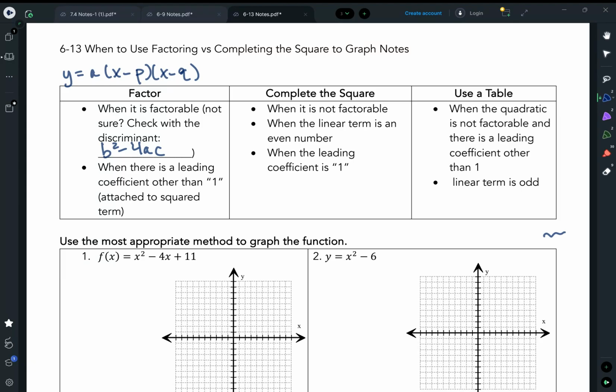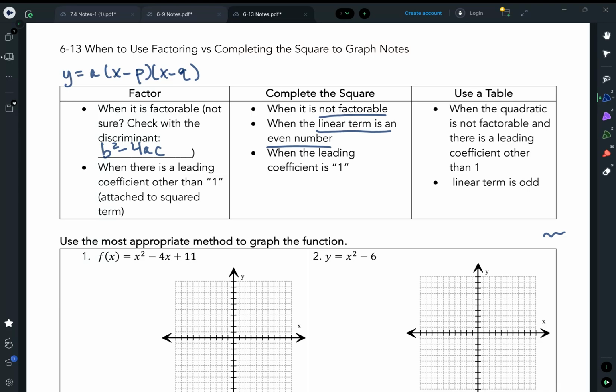Completing the square is when it's not factorable and when your linear term is an even number. Those are two really important things. And then for us this year, also when your leading coefficient is 1. So that means when you have like a 1x squared, y just equals x squared. And then basically a table is when neither of those will work. Remember, we could also just have vertex form to start with. So that's the other one to watch out for. Like if it's vertex form, we don't have to do any work.